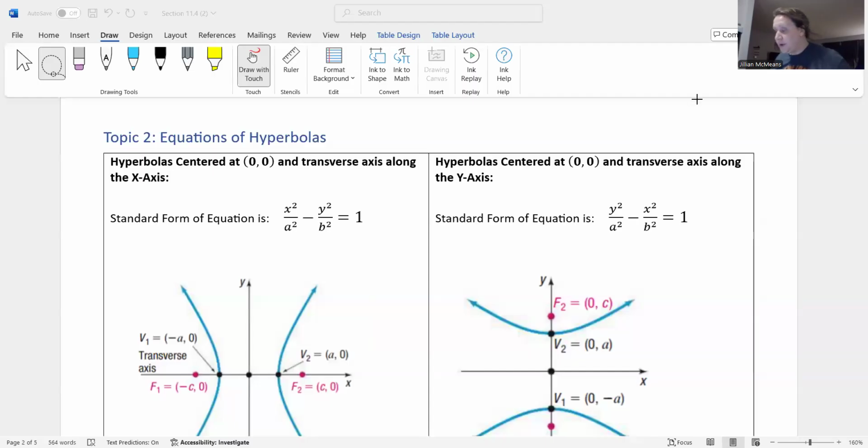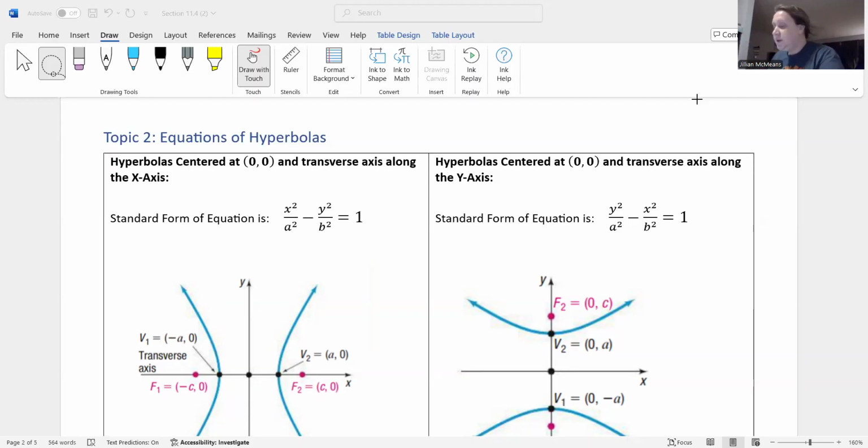Okay, for topic two, we're going to start looking at the equations of hyperbolas. Whoa, that's the wrong pen. Okay, we're going to look at the equations for hyperbolas. And we're going to do like we did in the previous two sections, where we look at, in this case, a hyperbola that's centered at the origin. And then in the next video, we'll look at hyperbolas that are centered elsewhere.